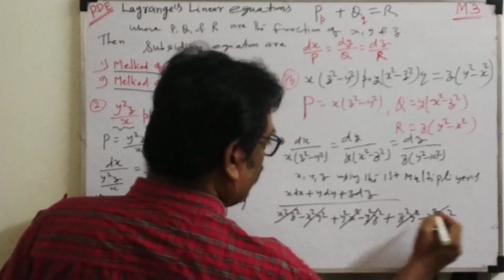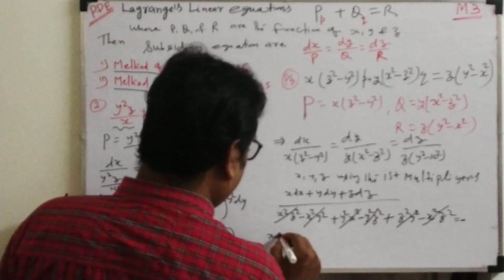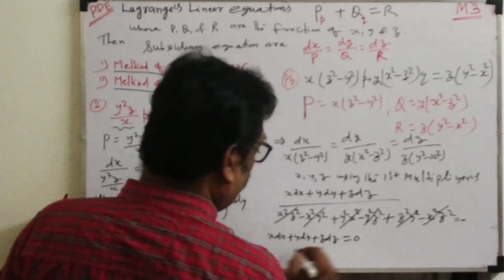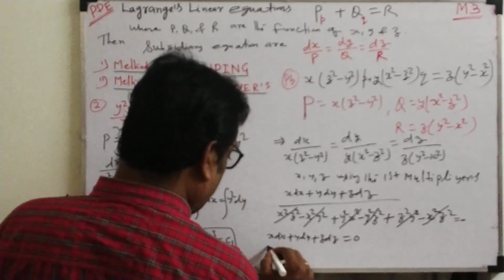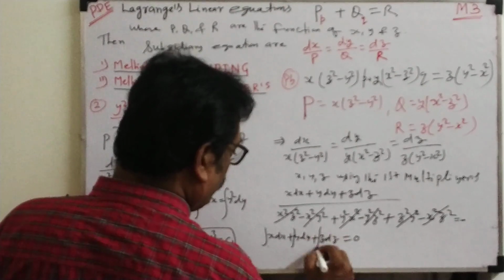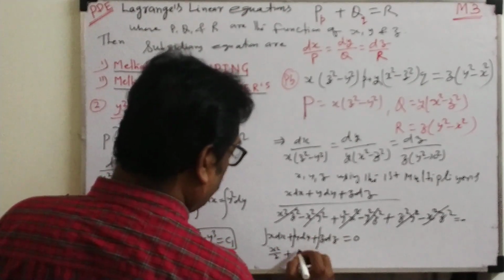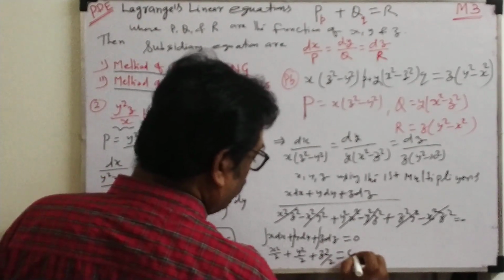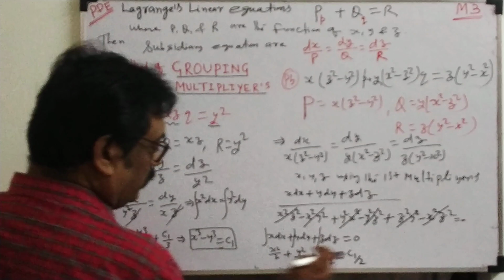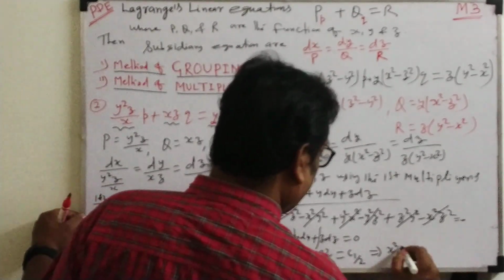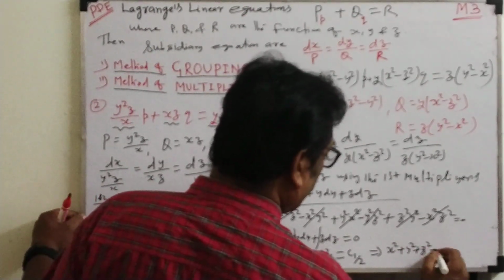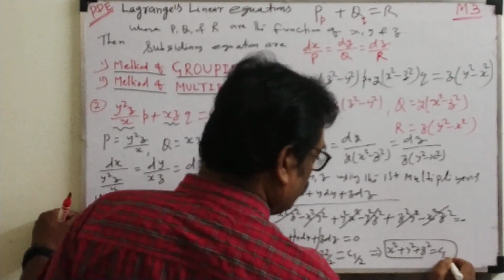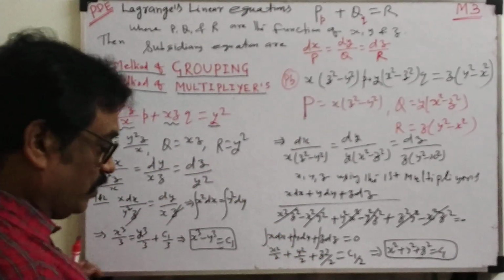That means this becomes 0. Then x dx plus y dy plus z dz equals 0. Integrating both sides, what will come? x²/2 plus y²/2 plus z²/2 is equal to some constant c1/2. Then finally we can write x² plus y² plus z² equals c1. This is called c1, the first constant we got now. So the first multipliers are over.